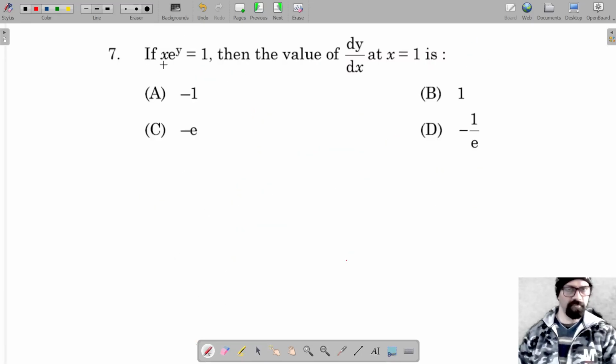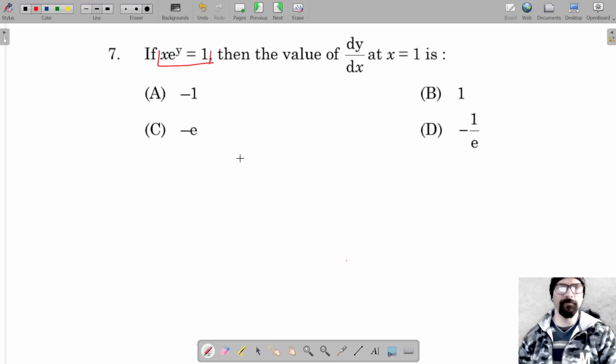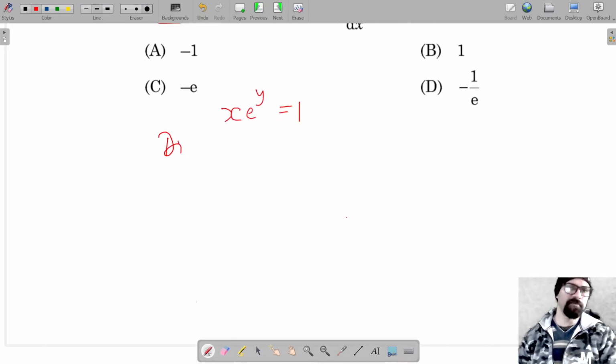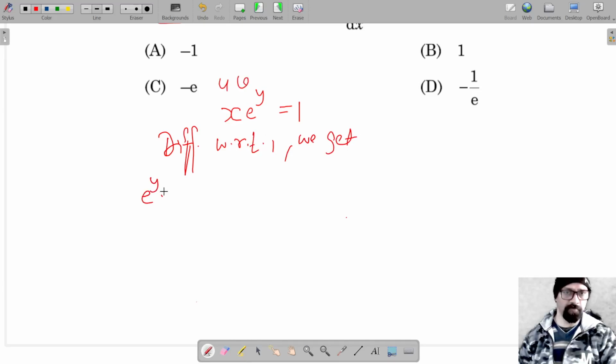Okay, for question number 7, it's given that x into e raised power y is equal to 1. Then we have to find its differentiation at x is equal to 1. So our given equation is x into e raised power y is equal to 1. Let's differentiate this with respect to x, using the product rule. So this is e raised power y into differentiation of x, which is 1, plus x into differentiation of e raised power y, which is e raised power y, and differentiation of y is dy by dx, is equal to 0.